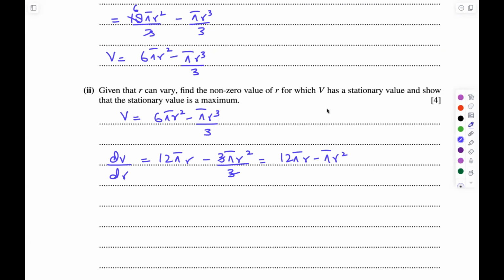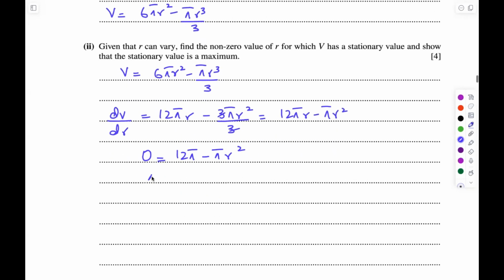Now, as it is talking about a stationary value, it means we will equate it to 0. dV/dr will be equal to 0. So 12 pi r minus pi r squared will be equal to 0. Simplifying, we'll get pi r squared equals 12 pi r. And now cancelling pi on both sides, you'll get r squared is equal to 12r.